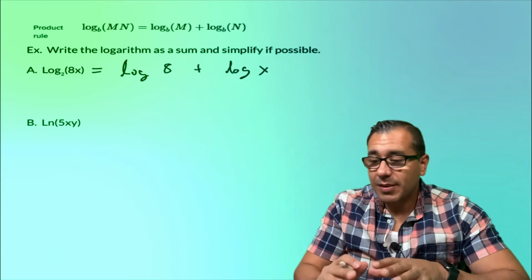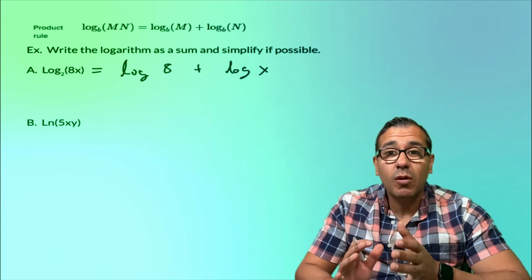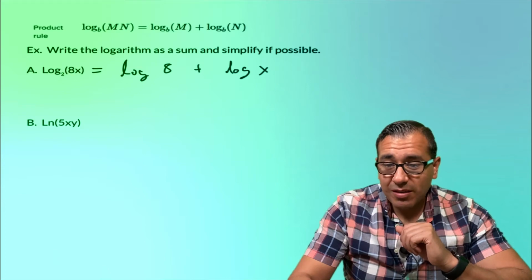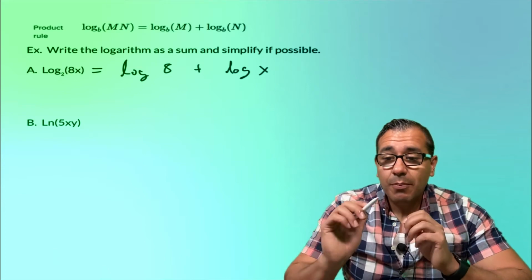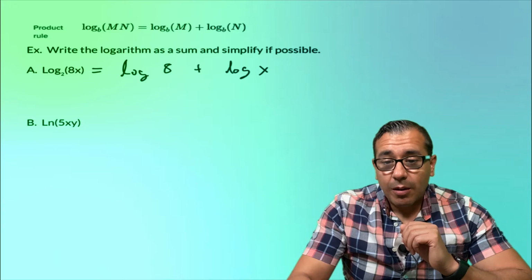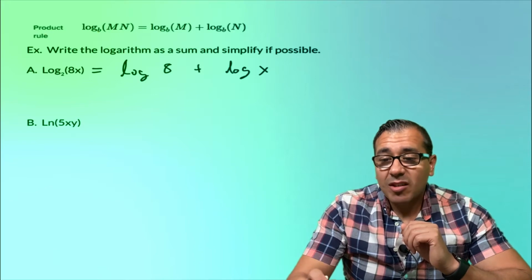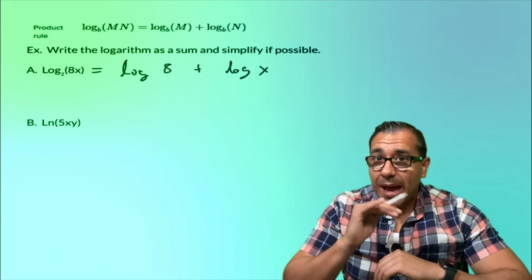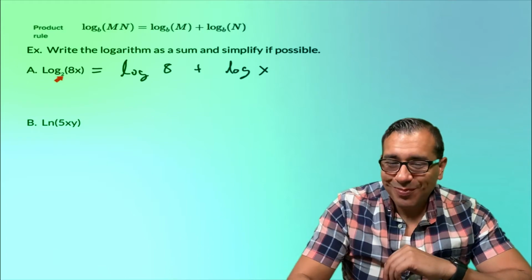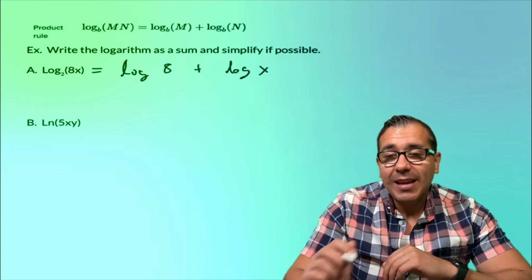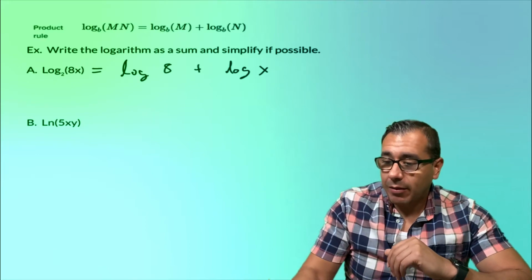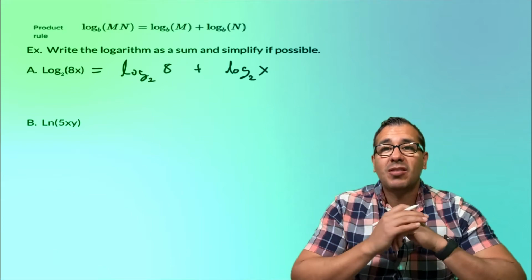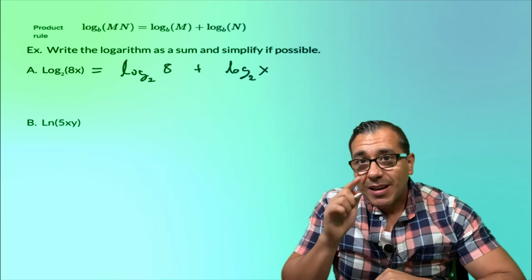I wanted to make a mistake here on purpose because this is what we see all over the place. People separate each one of these factors and give them their own log, but notice what our property says: the base has to remain the same, because it's all about that base. So this 2 has to tag along for the ride. This log has base 2, and this log has base 2. That's a great note to add.